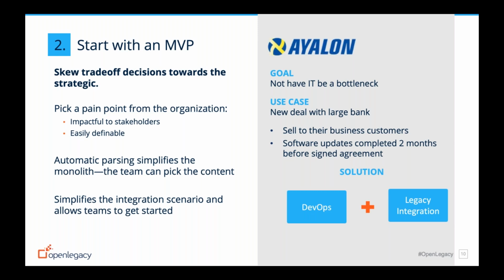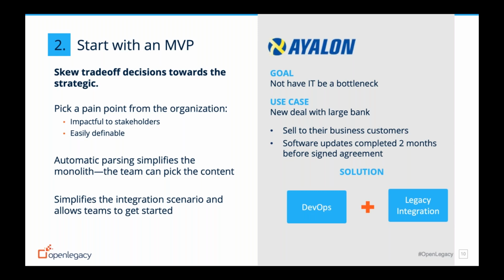So we really talk about picking a pain point for an organization that's impactful to stakeholders and is easily definable, and then using automatic parsing, which is one thing that OpenLegacy does, to parse the monolith and pick only the stuff you need to work on to build that MVP, which is usually very difficult because of the nature of a monolith, but much easier with automatic parsing. That simplifies the integration scenario and allows teams to get started.